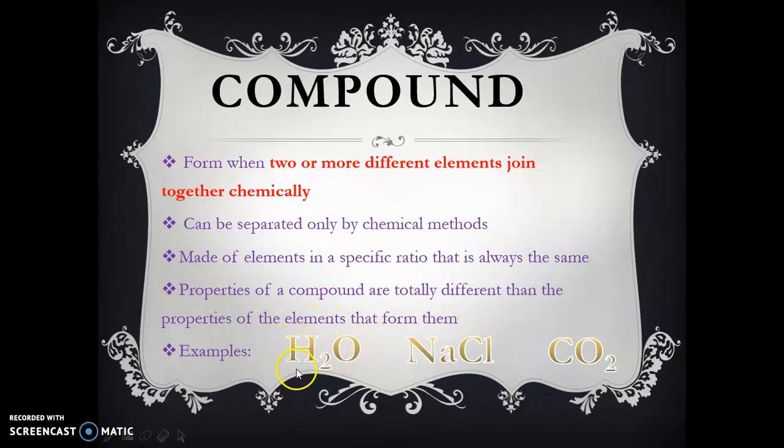And the properties of a compound are totally different from the properties of the elements that form them. Which means hydrogen is a gas which has its own properties. Oxygen also has its own properties. But when they combine chemically to form water, water will have totally different properties from the original elements. That's what we mean by compound.